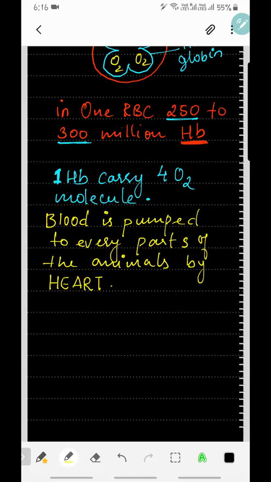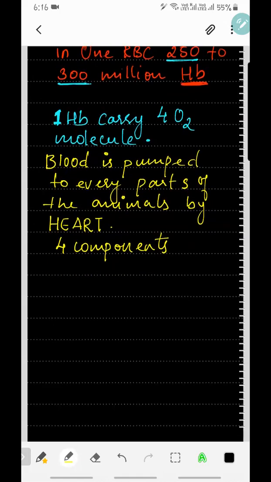So we can see that blood consists of 4 components, and I will discuss each component. When I'm teaching certain topics, ask doubts in that topic. Don't ask beyond that. When I teach you, the doubts will get cleared.